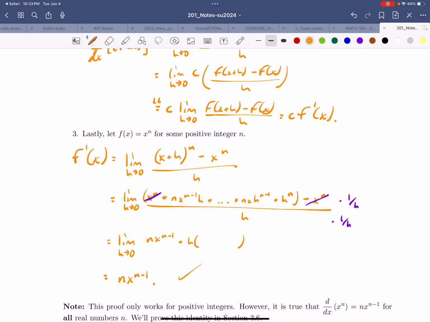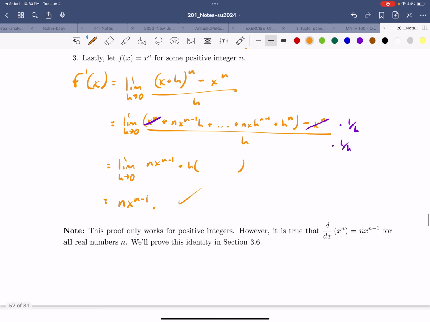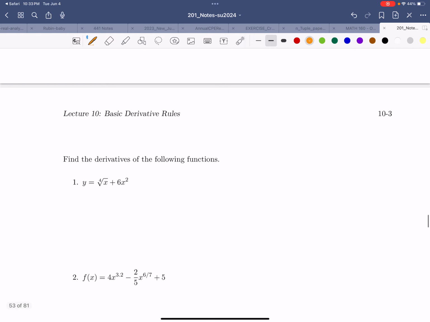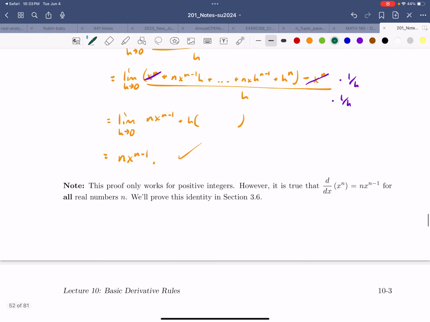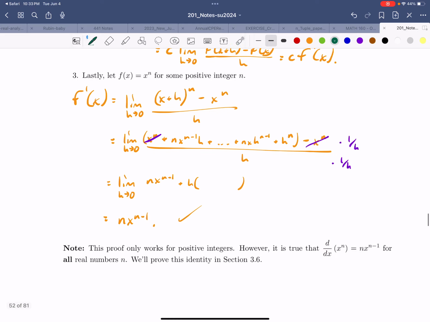Now, again, this shows it only for non-negative numbers, or I guess positive numbers. You can sort of infer what it is for 0. But we're still going to assume that it's true for all real numbers because it is true. We will prove this in section 3.6, logarithmic differentiation. So again, you don't need to know these derivations, but I do hope you can understand them.